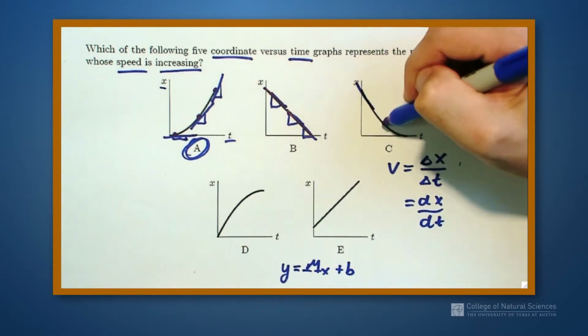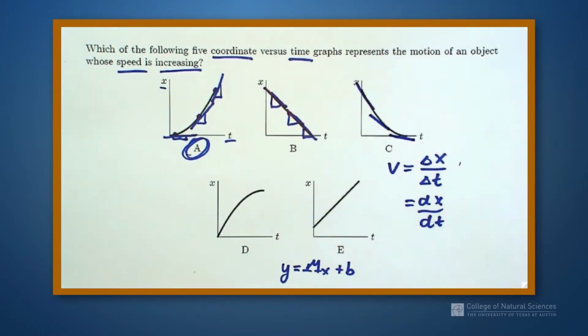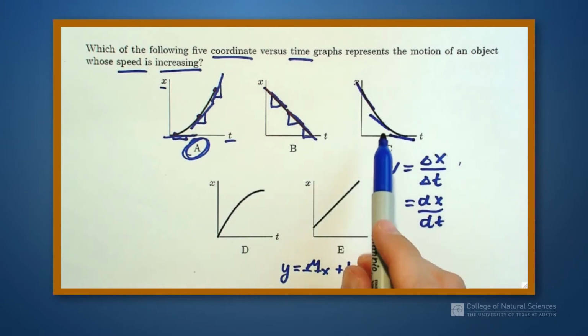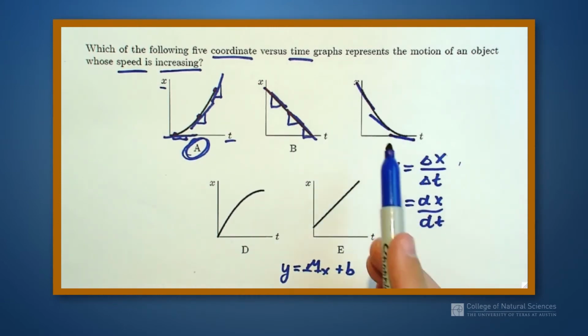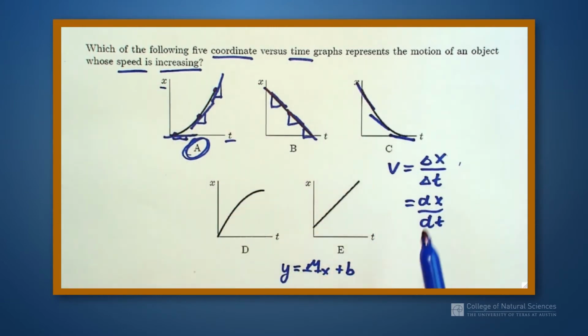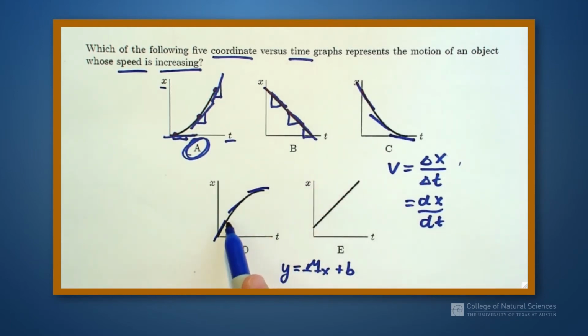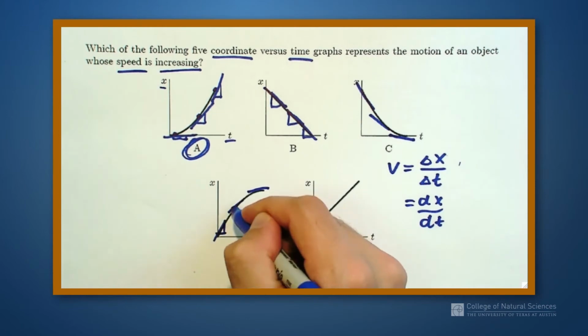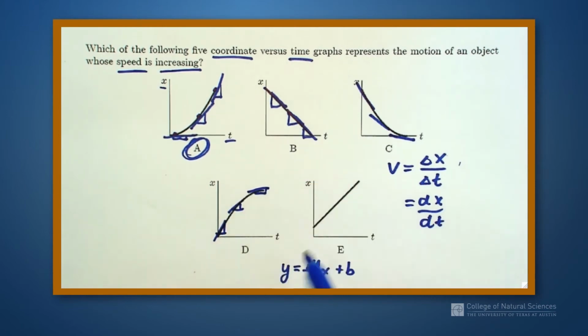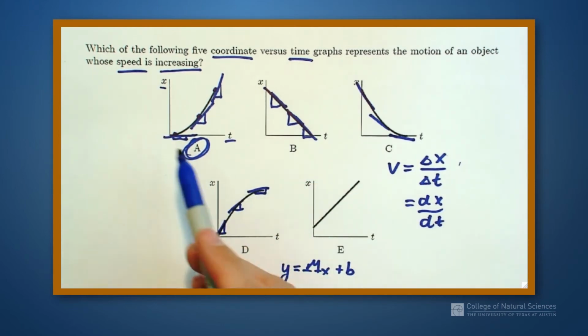This one down here, the slope is actually getting shallower, so this would be decreasing, not increasing, but decreasing speed. Same thing for this one. The slope of the lines get increasingly shallower and shallower and shallower, which means the speed is decreasing, not increasing.